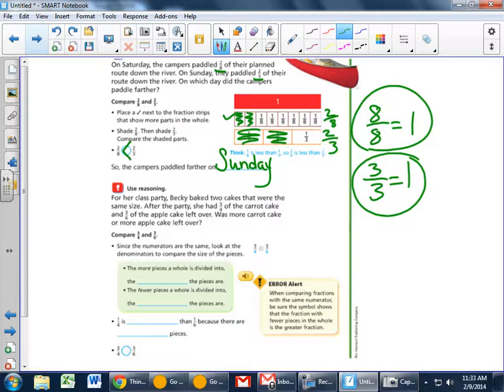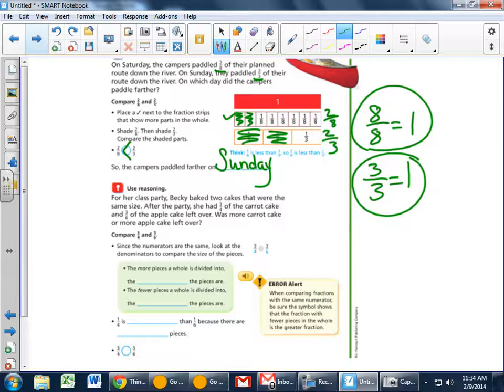Okay, the next piece. For her class party, Becky baked 2 cakes that were the same size. After the party, she had 3/4 of a carrot cake and 3/6 of an apple cake left over. Was more carrot cake or more apple cake left over? So you're going to compare 3/4 and 3/6. Since the numerators are the same, look at the denominator and compare the size of the pieces.